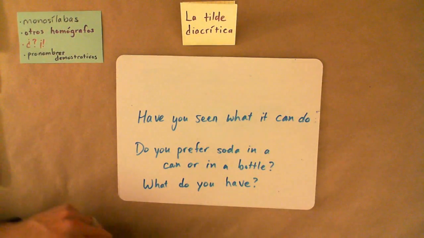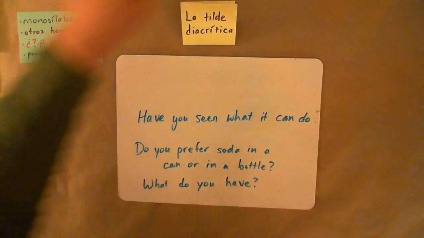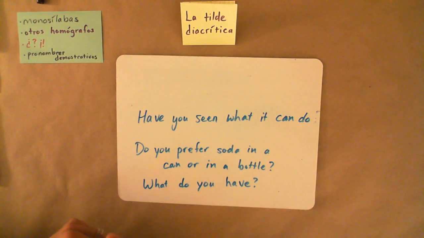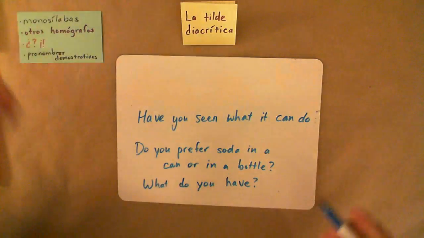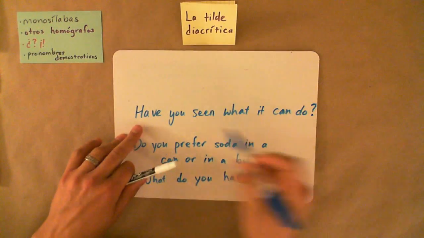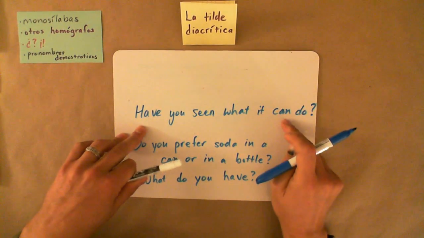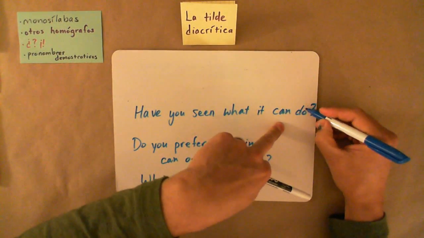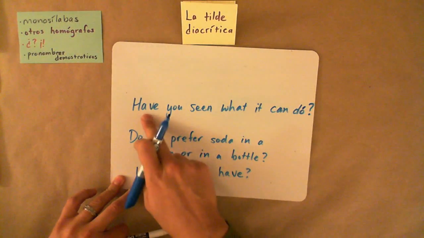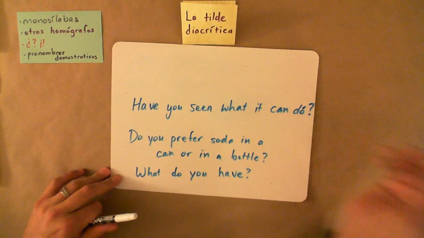Have you seen what it can do? And we could put accent marks on it like this. No, sorry. Can do. Do is the main verb here. Can is an auxiliary. Can do. And have is an auxiliary. Have seen. So this is one example.